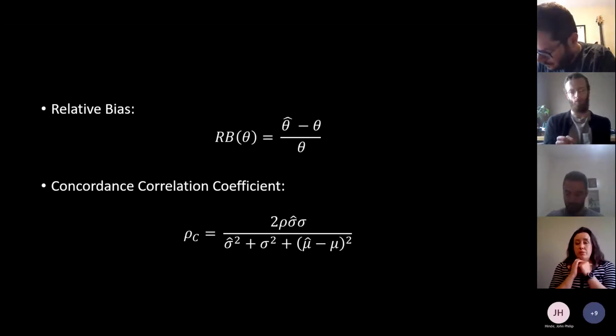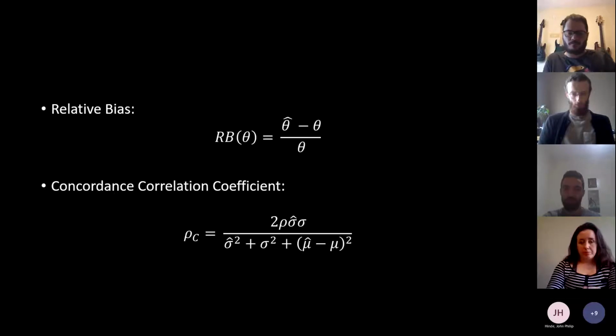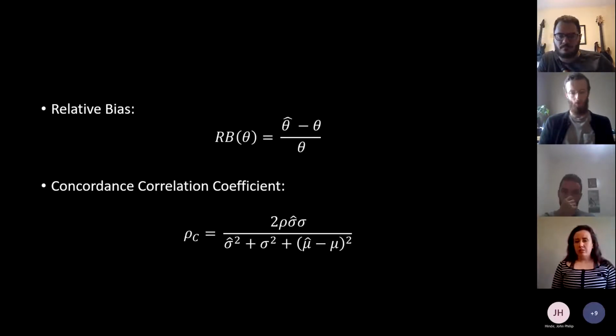And then for the estimates of our abundance, we used what's called the concordance correlation coefficient. And that is given by the formula on the bottom. Now in this formula, we have mu and sigma, which are the mean and standard deviation of the true values for the abundance. And then mu hat and sigma hat are the mean and standard deviation of the estimated values of the abundance. And in this formula, rho is Pearson's correlation coefficient.